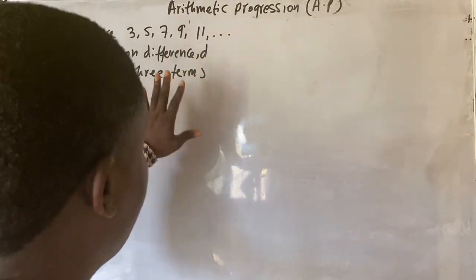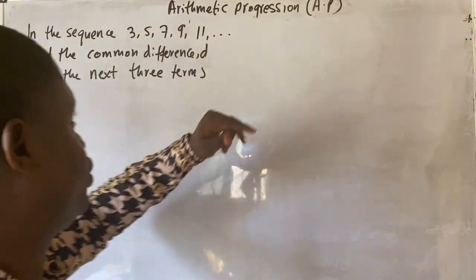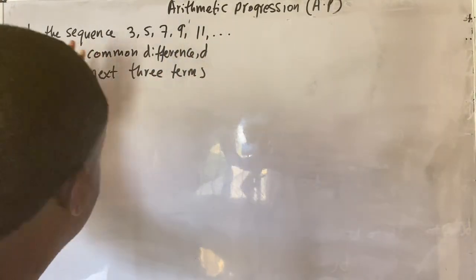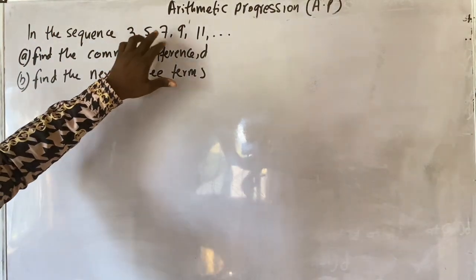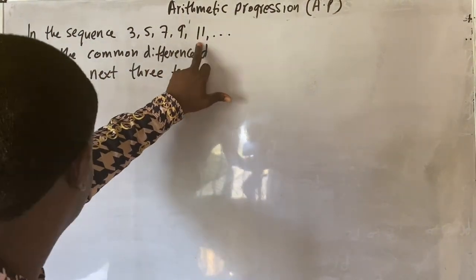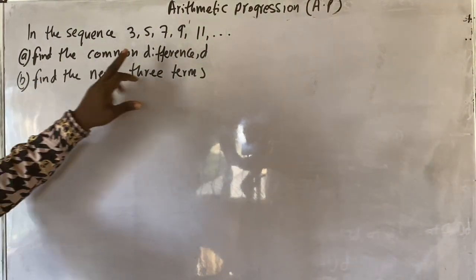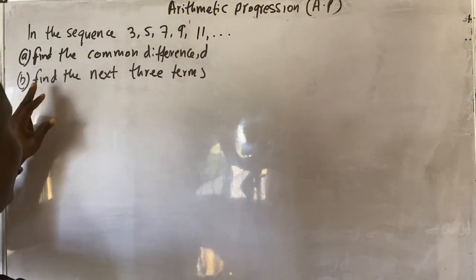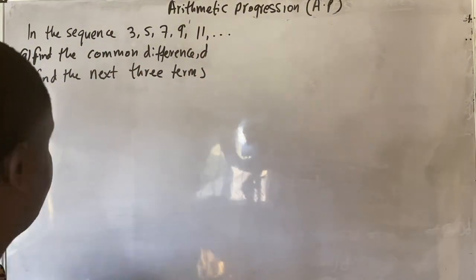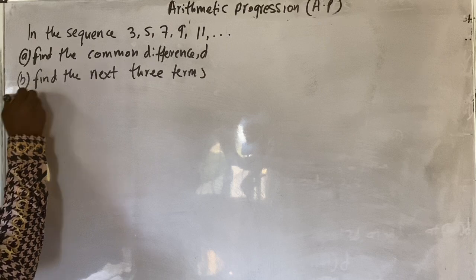Here is an example under arithmetic progression. The question we are given says that in the sequence 3, 5, 7, 9, 11, A, find the common difference. B, find the next three terms. So let's look at it. So we have the solution.